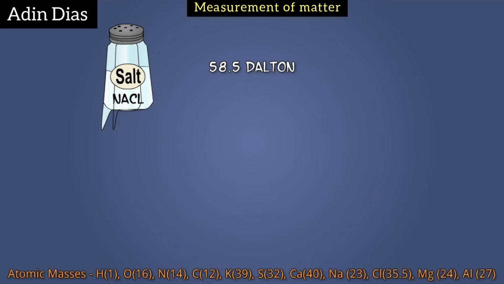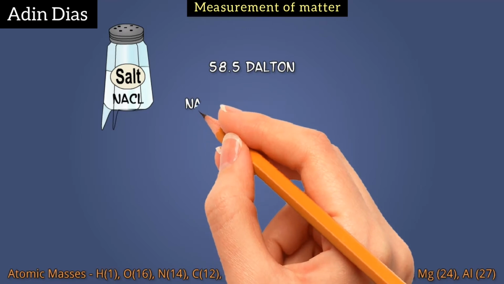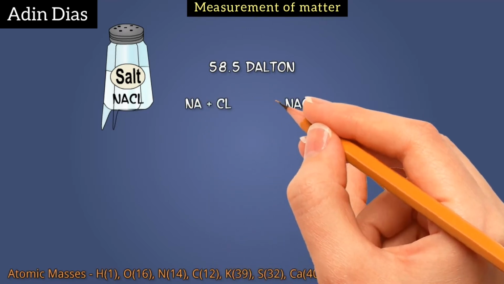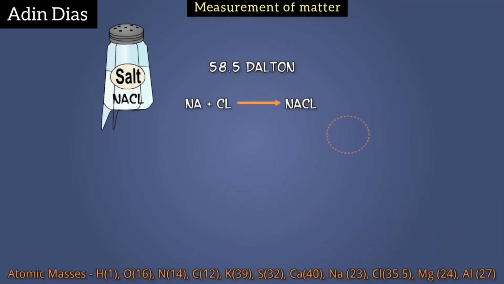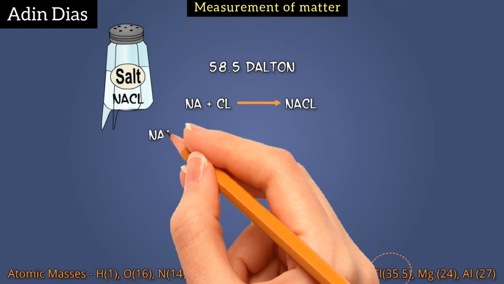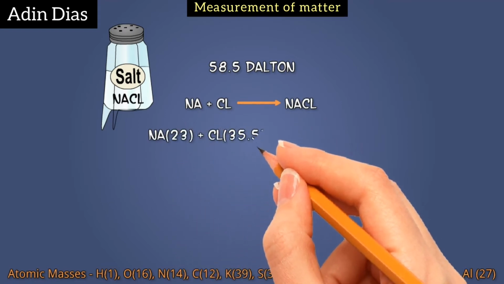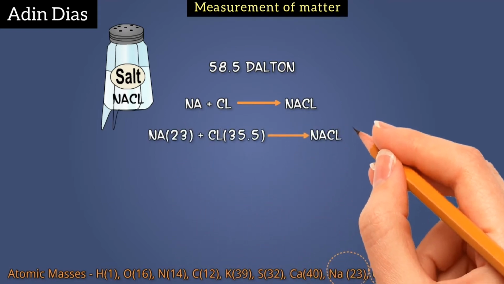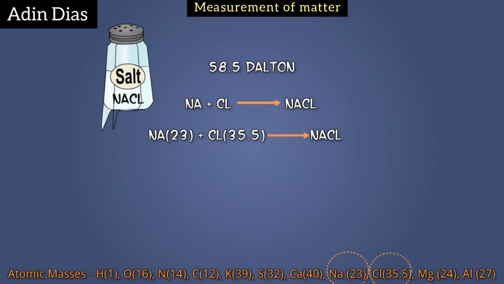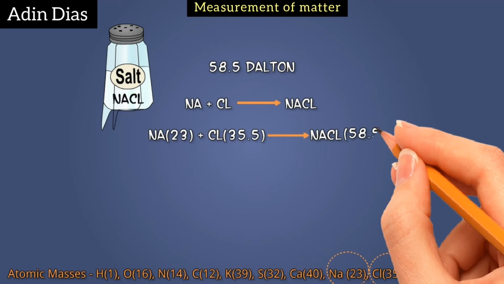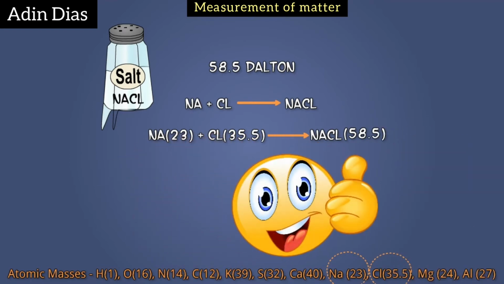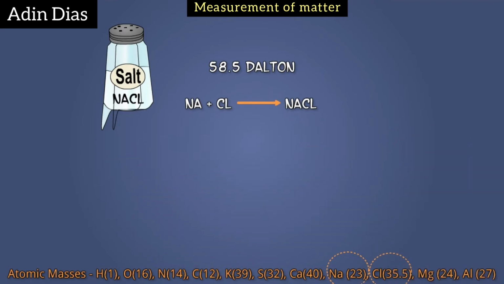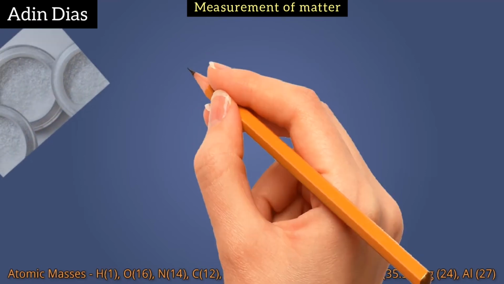Never memorize them. So sodium chloride is formed by sodium and chlorine ions. The atomic mass of sodium is 23 and that of chlorine is 35.5. When sodium and chlorine atoms add, we get sodium chloride. So the total mass of the molecule is 23 plus 35.5, which gives us 58.5. Easy, right? Similarly, let's look at another example.